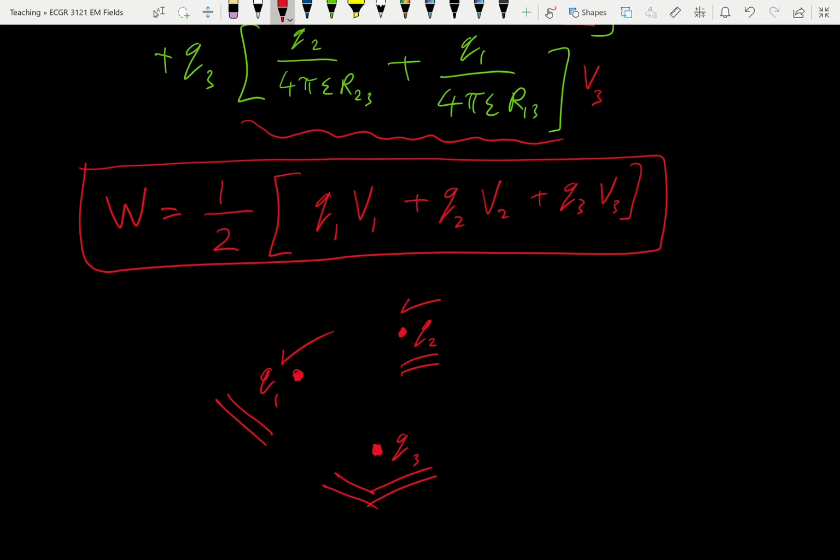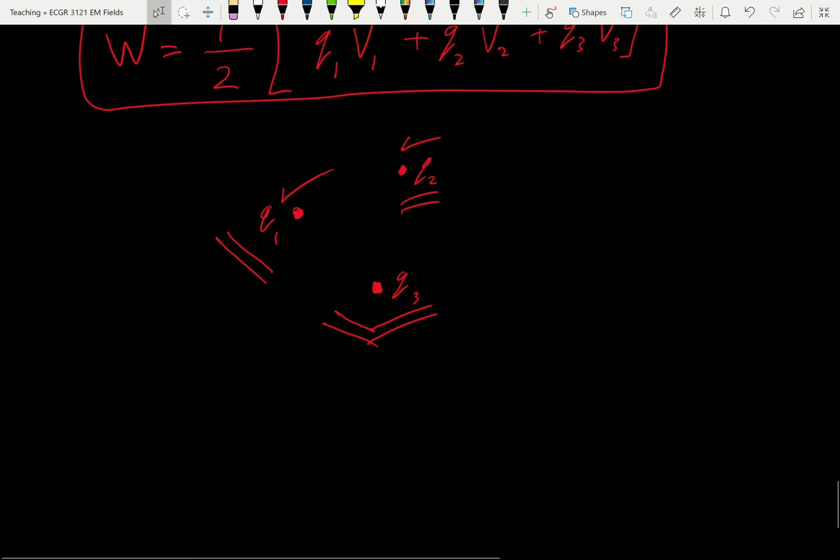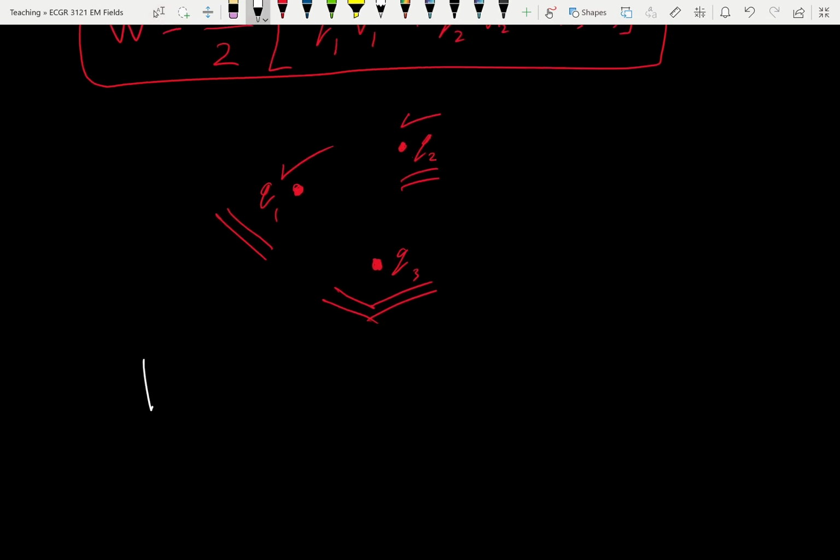So this shows me a pattern. I did this only for three charges, but this pattern clearly is going to copy itself, and it's not dependent on the number of charges. This pattern is going to repeat itself, no matter how many charges I move in. So I end up with the equation for the energy that I stored into the system by moving the charges from infinity to their respective points in space.